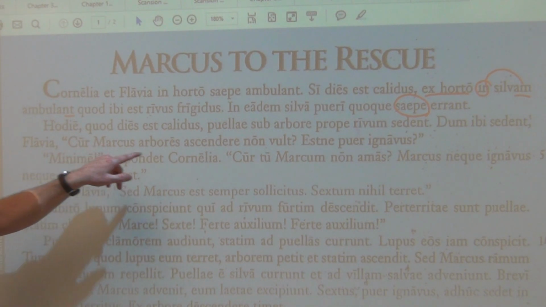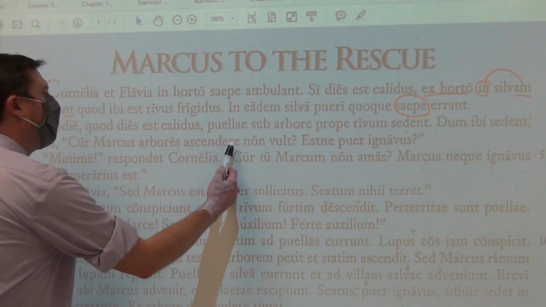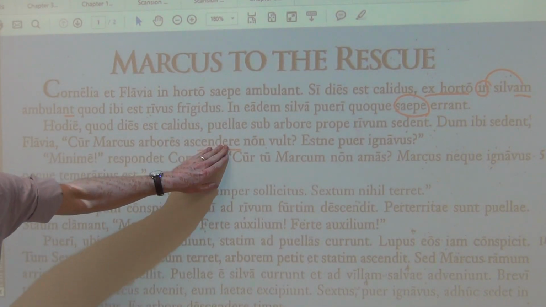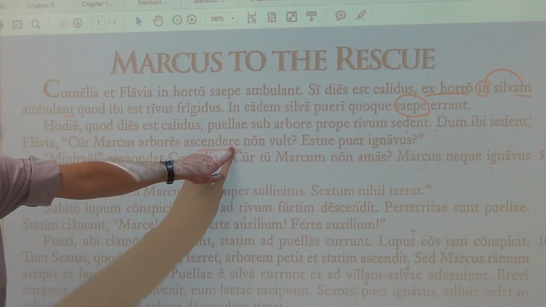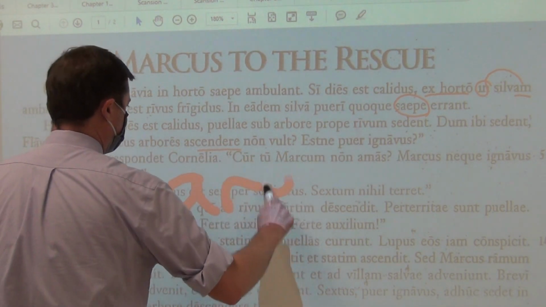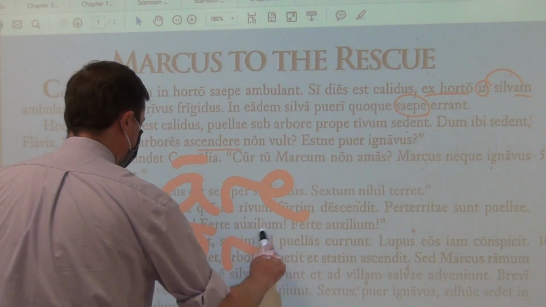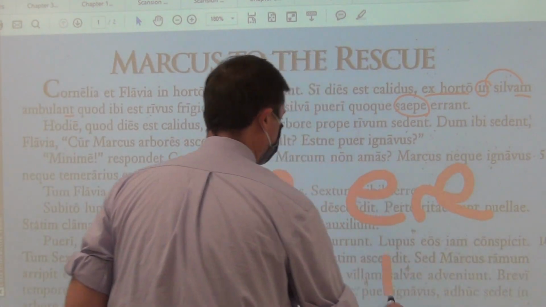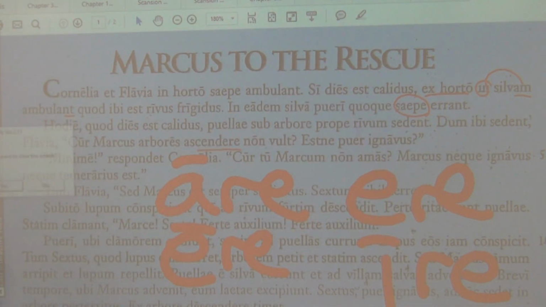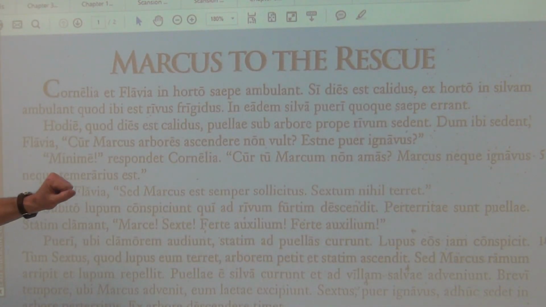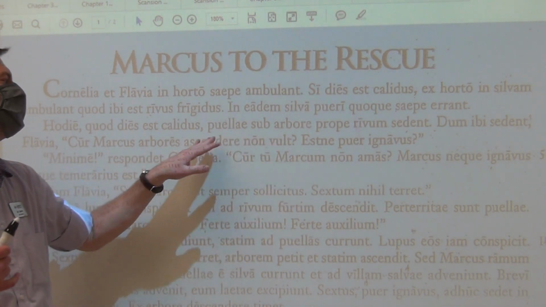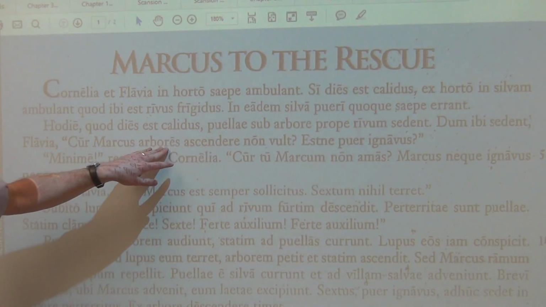Why does Marcus not want? Now, it's not why does Marcus climb. That does mean climb, but remember, this is the infinitive form. It has that E-R-E, and remember, it's either going to have A-R-E, long E-R-E, short E-R-E, or long I-R-E, the infinitive. And so, that infinitive, to verb. Not why does Marcus climb, but why does Marcus not want to climb the trees?